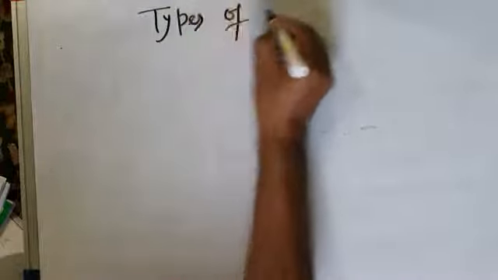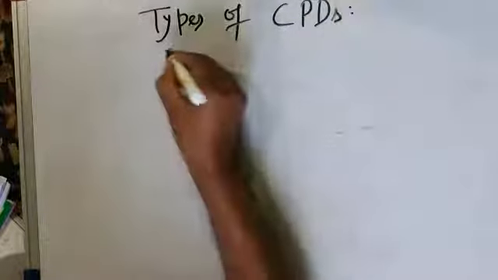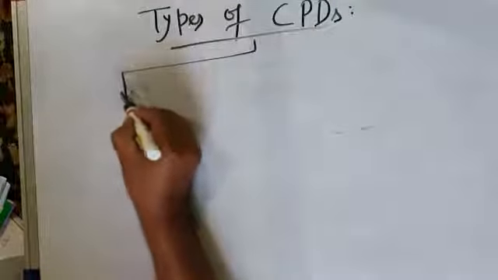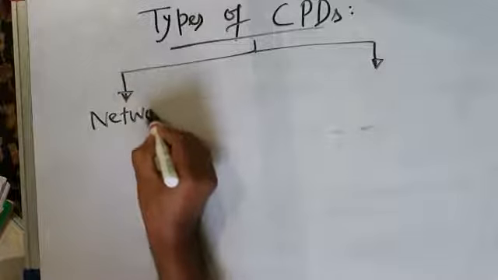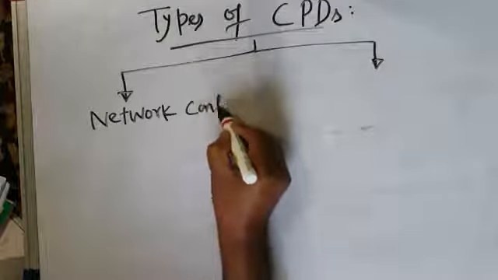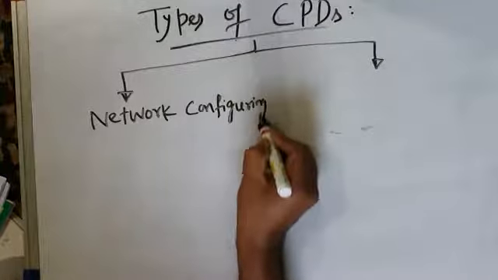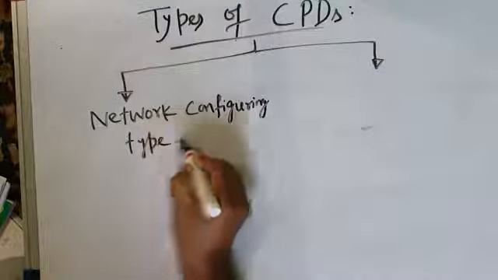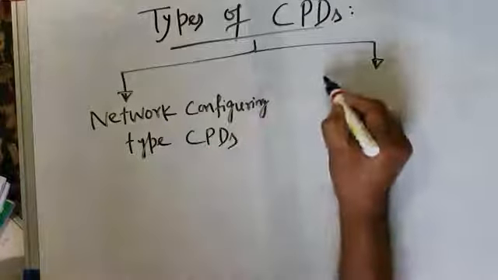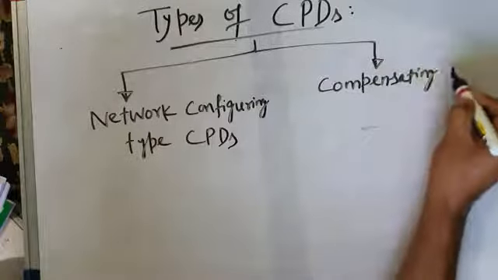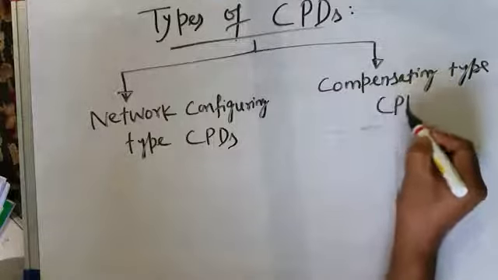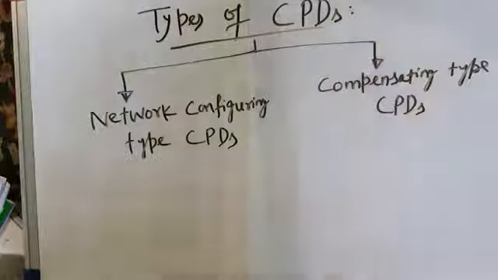Now let us discuss the types of custom power devices. Types of CPDs, custom power devices. Now these custom power devices are broadly classified into two categories. One is network configuring type CPDs, and another is compensating type custom power devices. So these are two broad classifications of custom power devices.